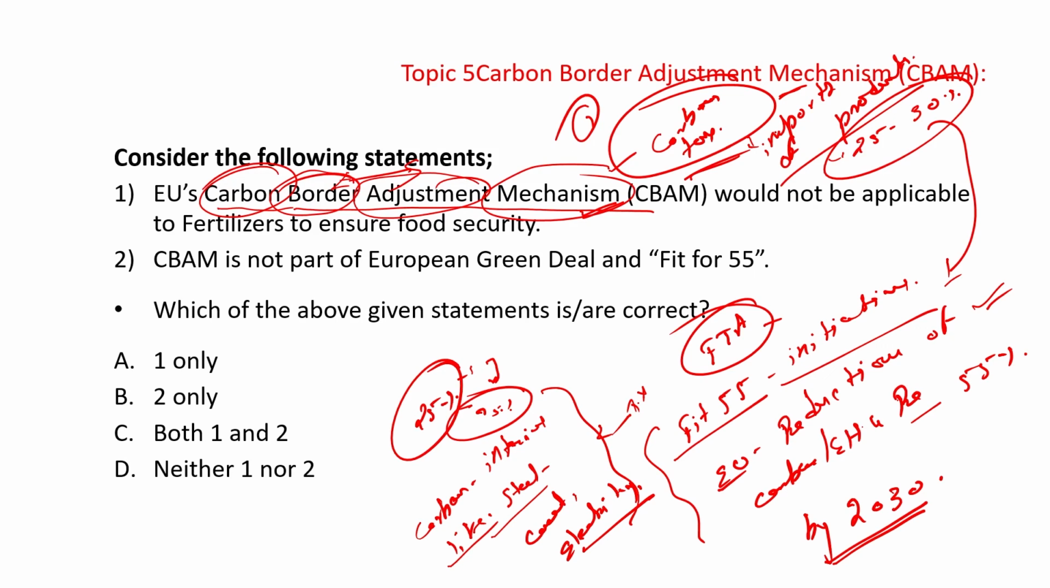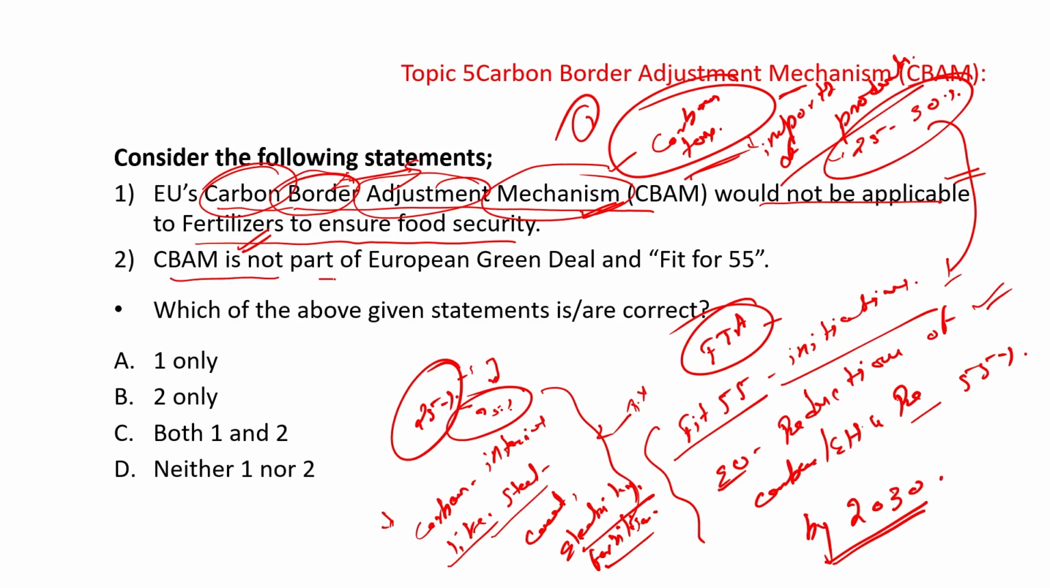Okay, so let's see the questions here. The first statement says the EU carbon border adjustment mechanism would not be applicable to fertilizers to ensure food security. Now this has been in the news, but statement 1 is incorrect. Why? Because this will be applicable to fertilizers also. Fertilizers are included in that list. I think this concept is clear to you.